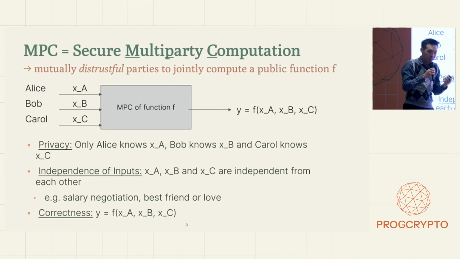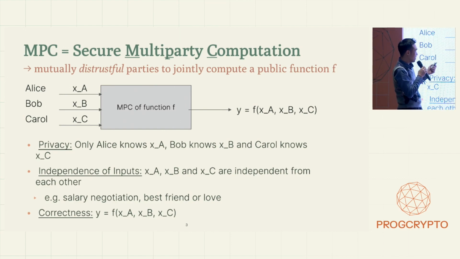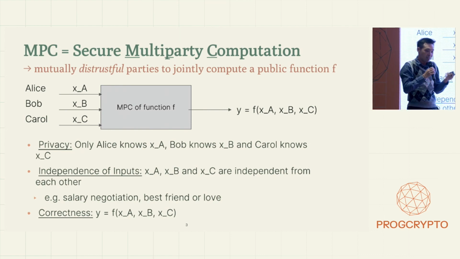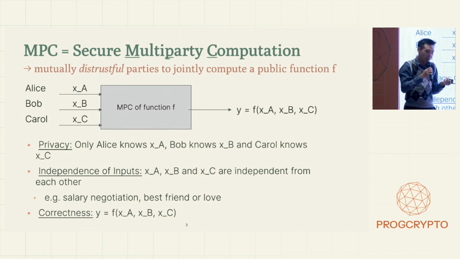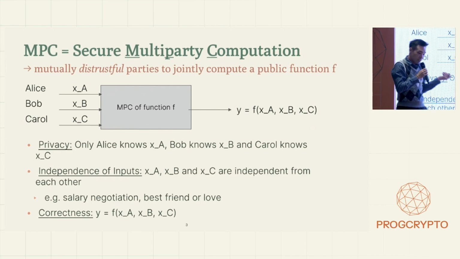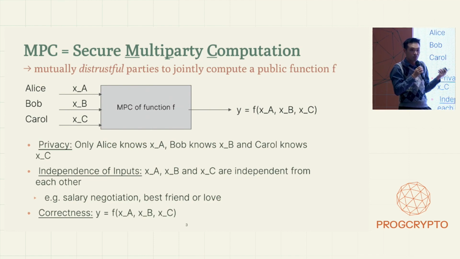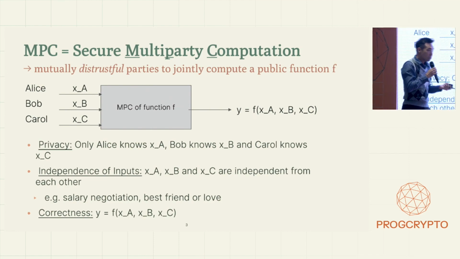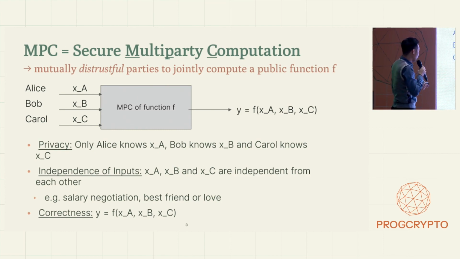You can think of MPC as having this small box here, the MPC of function F, where the three parties, Alice, Bob, and Carol, can input their private inputs XA, XB, and XC, and then together they can compute the output Y of the function F on those private inputs. The security properties that we want out of this MPC box include the following.